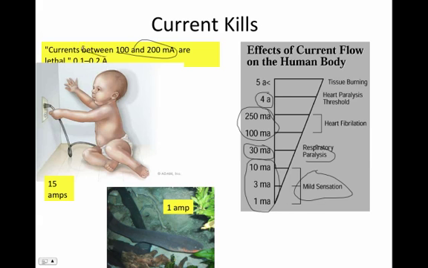So what is that? Well, let's convert that to amps. So 0.1 amps. So this threshold. So how many amps come out of a light socket? 15, which is why you shouldn't stick your finger in a light socket. And this is an electric eel, and it gives off 1 amp, which is also lethal.